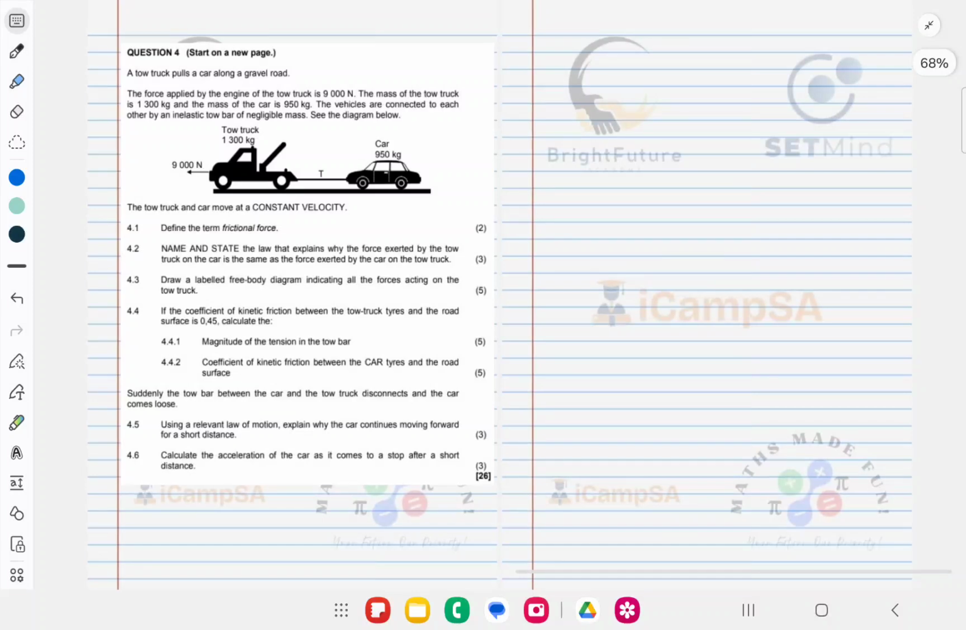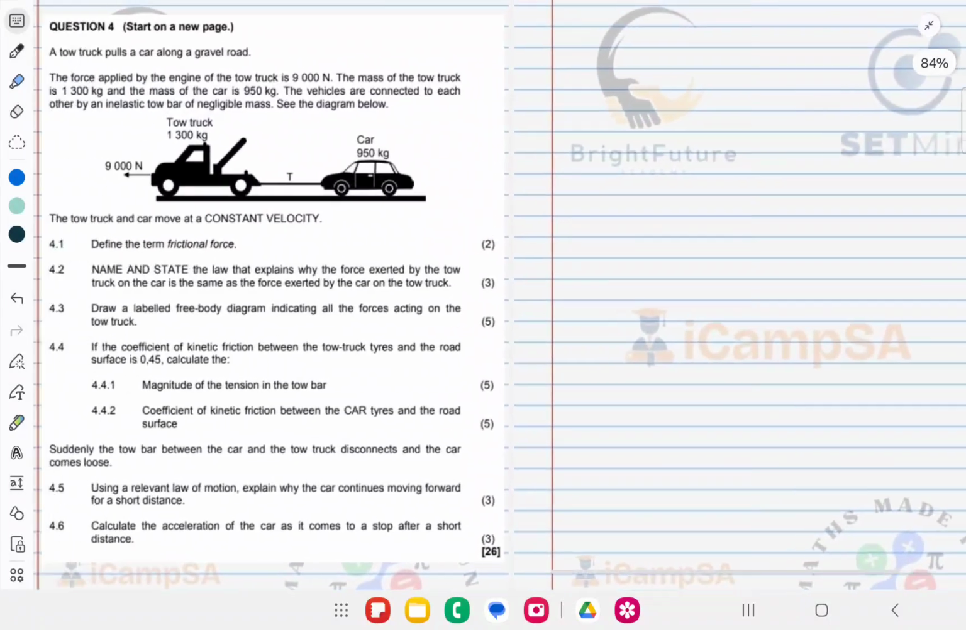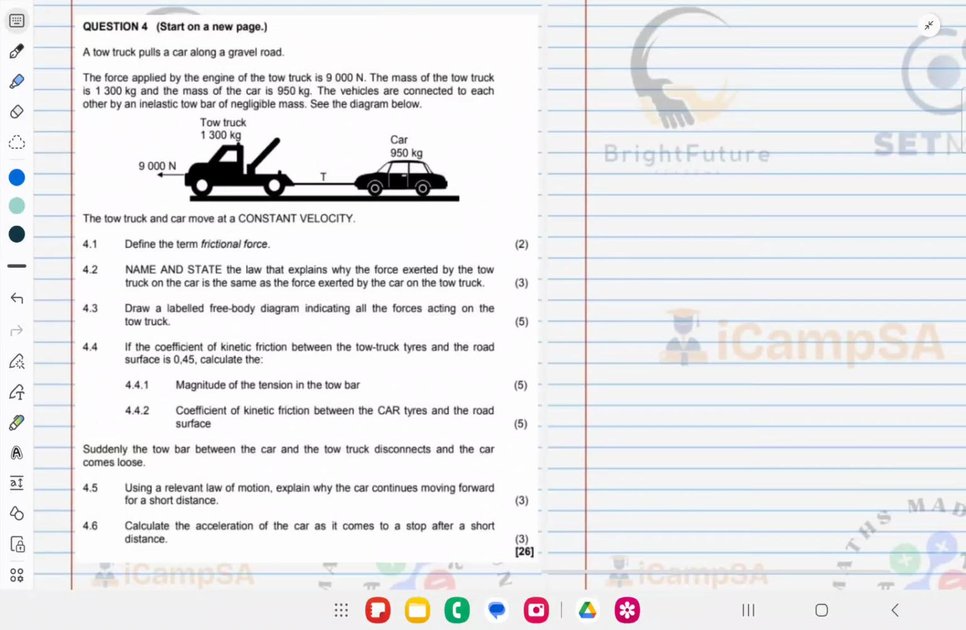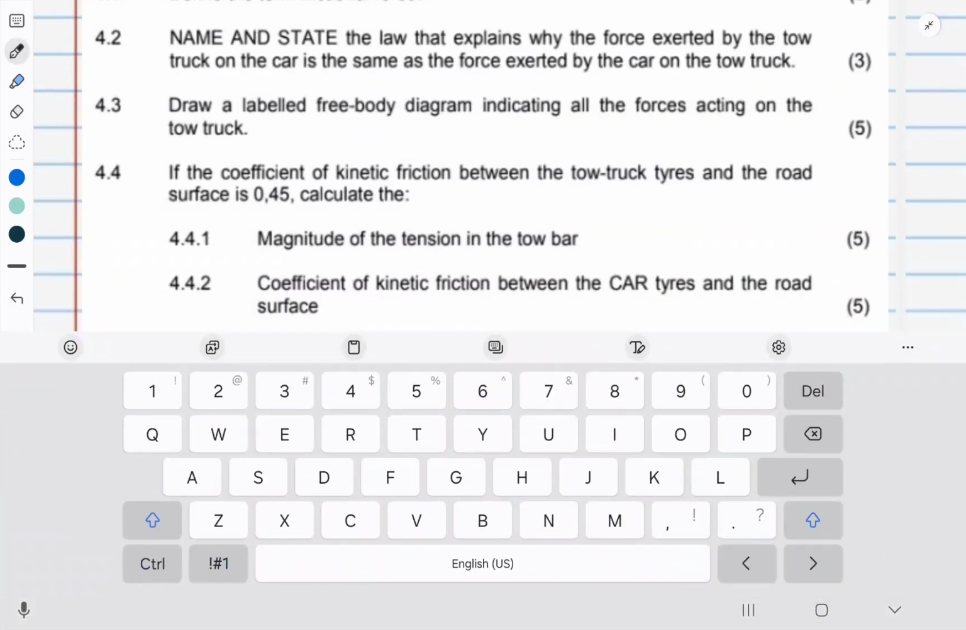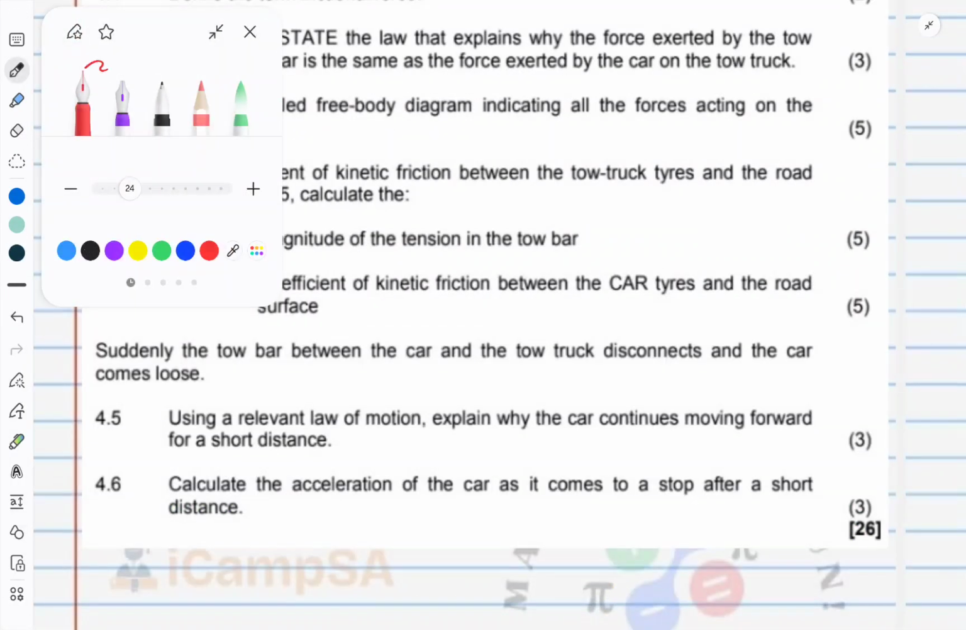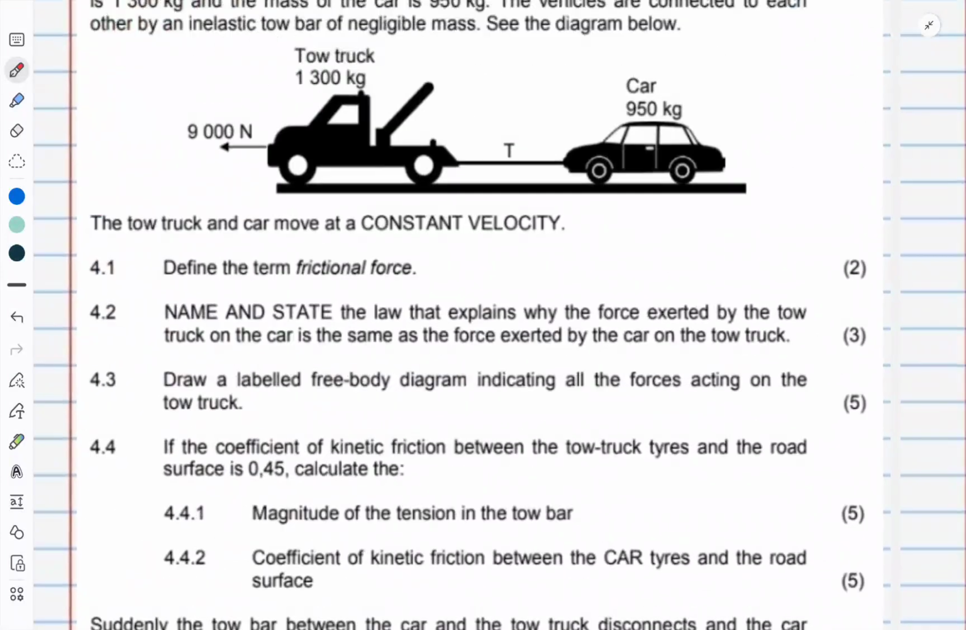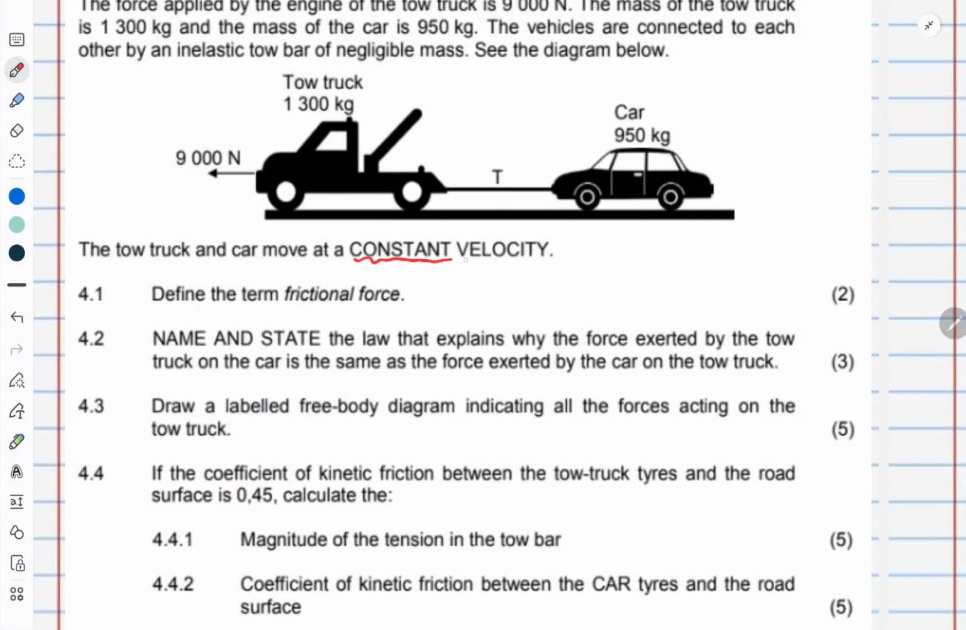Anyways, so we have this, and then we are told that this tow bar, so these two vehicles, the truck and the car, are moving at a constant velocity. Immediately, you must come here and tell your mind that as soon as they mention constant velocity, it means acceleration is not there, or it means our acceleration is 0 meters per second squared.